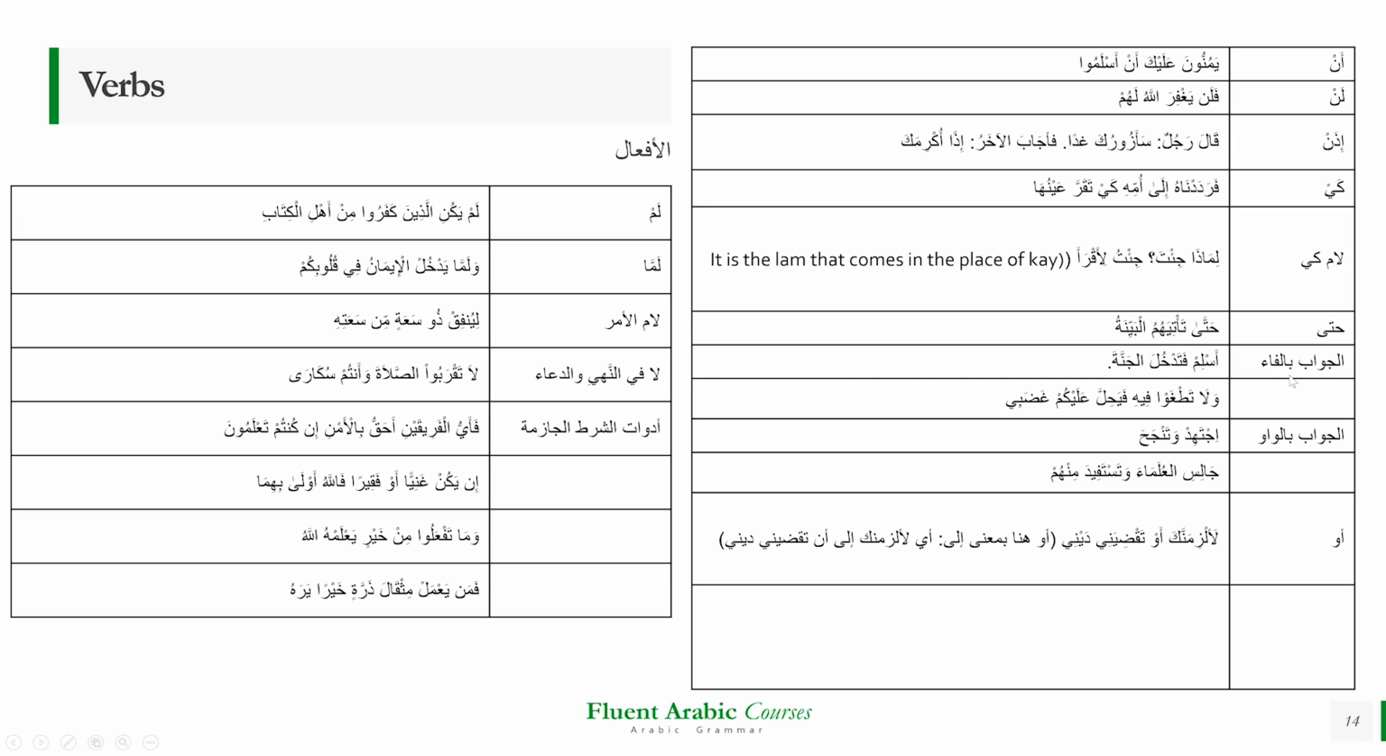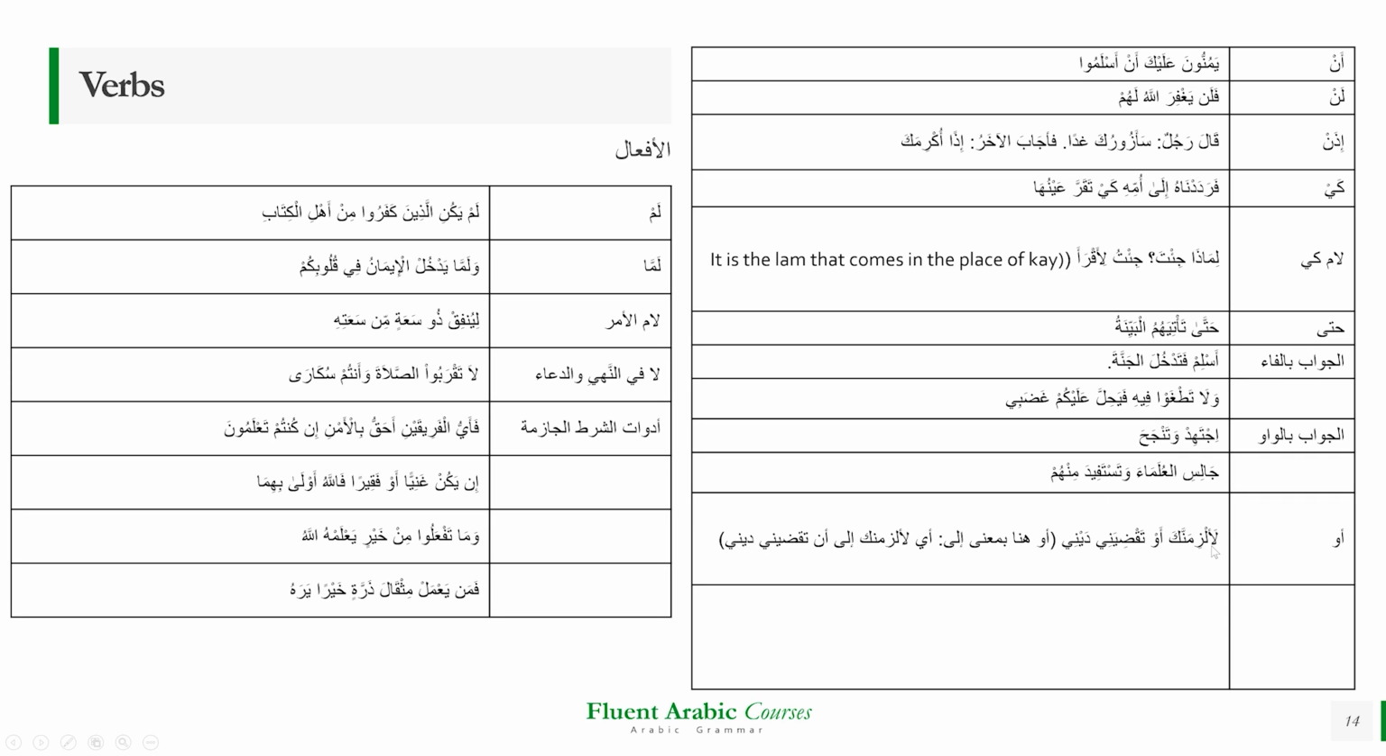This is the fa which comes after a condition. Aslim, accept Islam, and thus enter Jannah. ولا تطغوا فيه فيحل عليكم غضبي. الجواب بالواو. The same like the fa, but with the waw. The waw which comes after a condition. اجتهد وتنجح. Work hard and thus succeed. جالس العلماء وتستفيد منهم. Sit with the ulama and thus benefit from them.